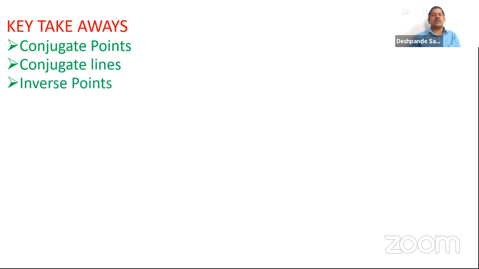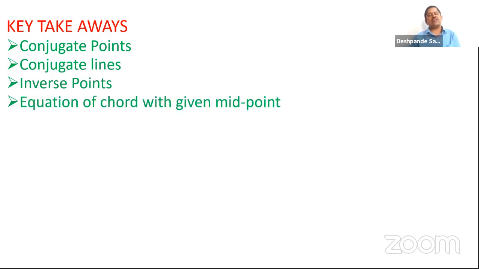Inverse points, 2 points P and Q are said to be inverse points if the points C, P, Q are collinear, the second condition is P and Q should be lying on the same side of C, and the condition is CP into CQ is equal to R square. Instead, we can use a simple concept. The point Q is the point of intersection of CP and the polar of P. Then you see the points are inverse points. Then we have taken the equation of chord with the given midpoint, S1 is equal to S11. Okay, so these are the only concepts which you have taken in your class today.